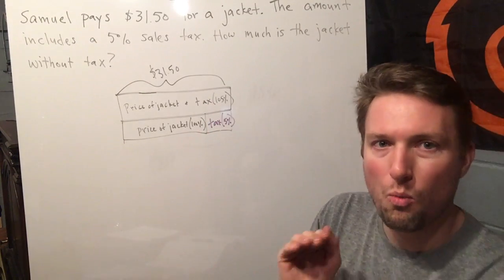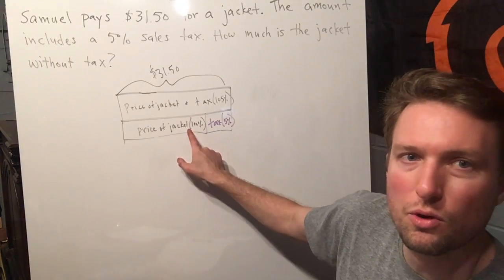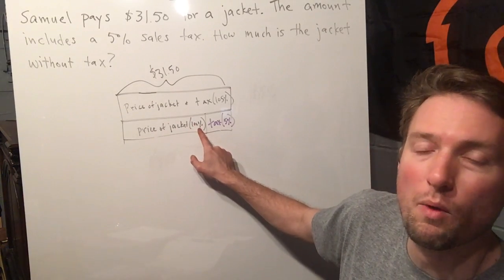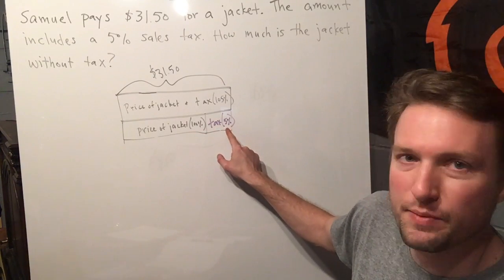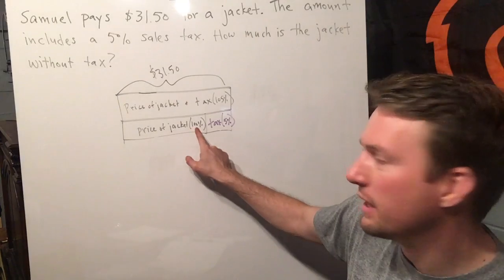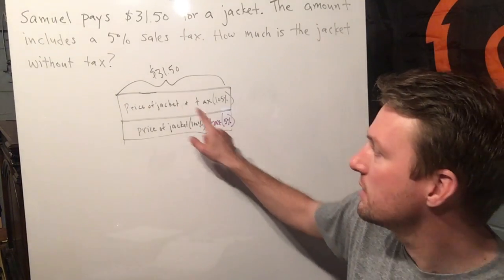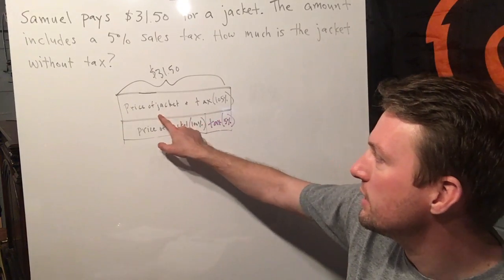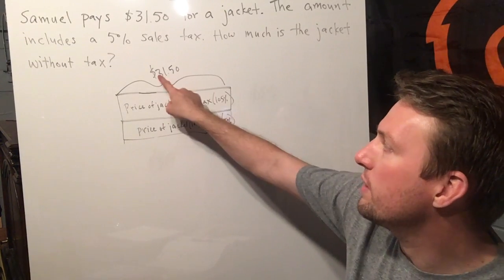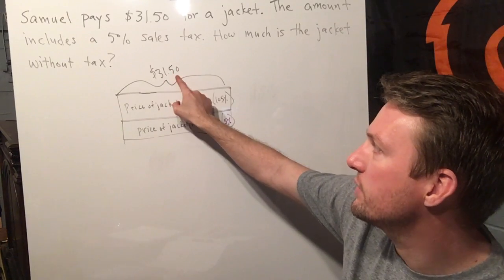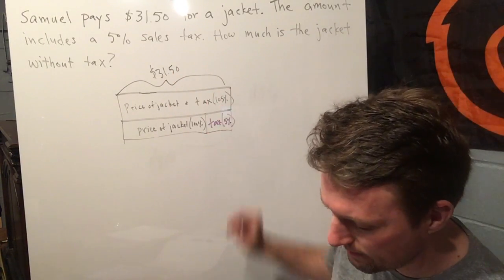Now, let me break that down for you. The price of the jacket is the total cost. That would be 100%. The sales tax is 5%. So the cost of the jacket, which would be 100% of the cost, plus the sales tax would give you the price of the jacket and tax, 105%. So the $31.50 would be 105% of the cost that you paid.